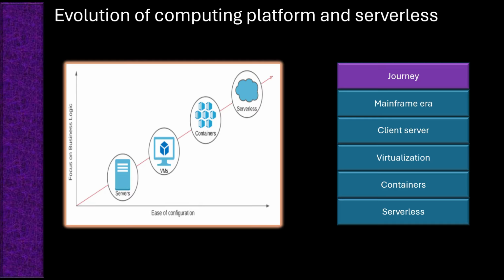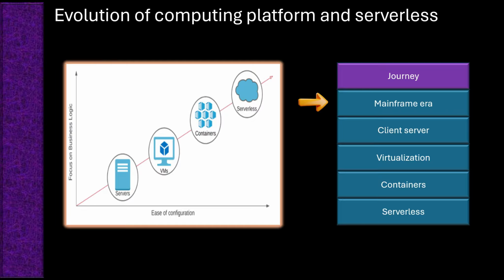Let's understand the evolution of computing platforms and serverless. Let's start at the very beginning, the mainframe era. Back in the day, think 1950s to 1970s, we had these huge centralized systems called mainframes. They were big, expensive, and handled all the heavy lifting for data processing. Users would connect through terminals, and that's how things got done.